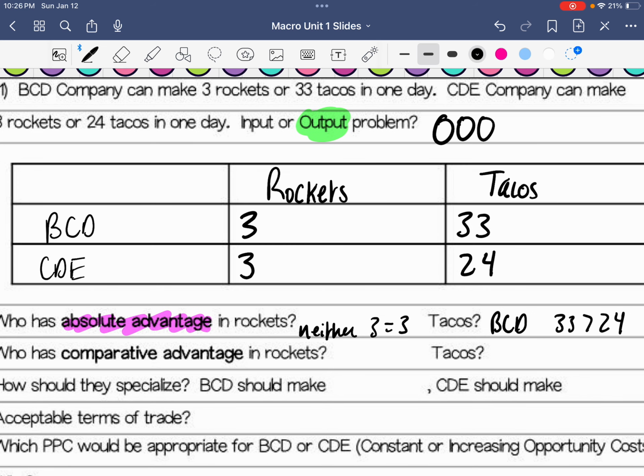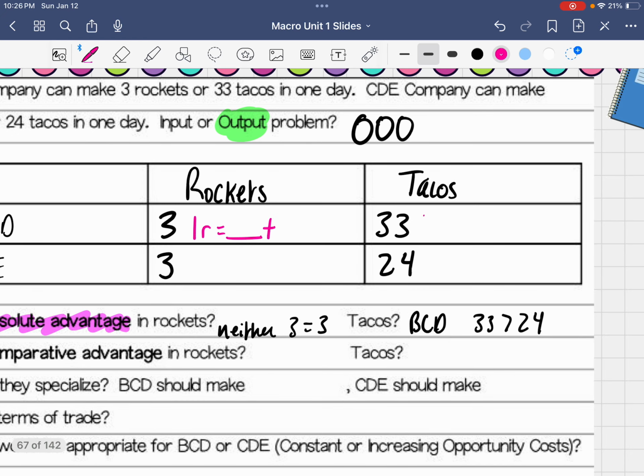So we can, in BCD country, make 3 rockets or 33 tacos. Well, I'm going to change color here. What if we make 1 rocket? How many tacos is that equal to? What if we make 1 taco? How many rockets is that equal to? Okay, same for here. What if we make 1 rocket in the second country? How many tacos is that equal to? What if we make 1 taco? How many rockets is that equal to? And that's going to help us in the future if we're a little bit more specific.